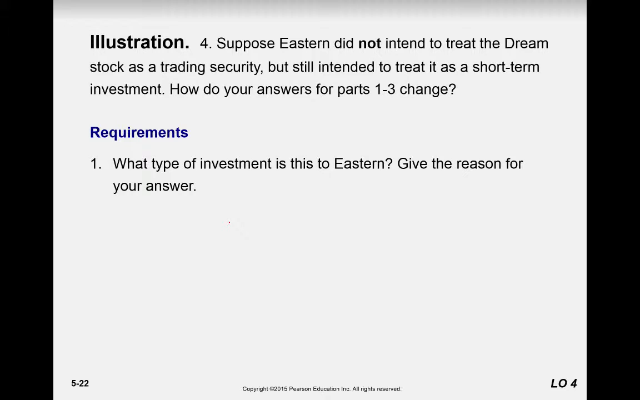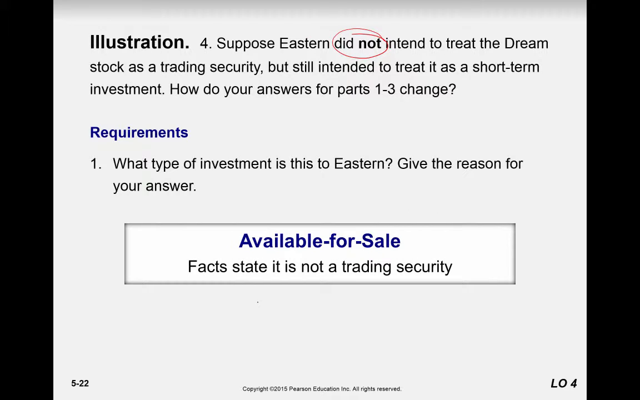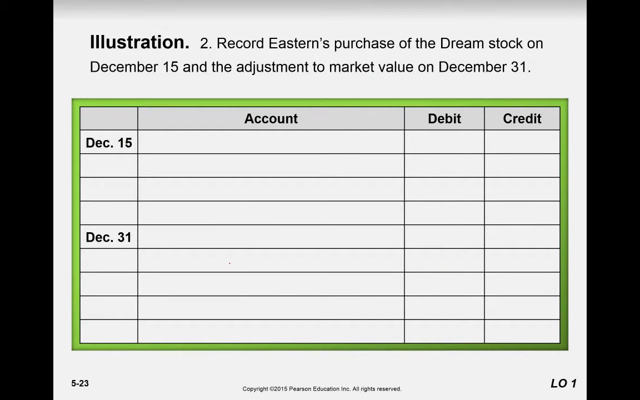Okay, now suppose that we did not, keyword there, intend to treat this as a trading security, but we intended to treat it as a short-term investment. So now what type of an investment would it be? We would actually say securities available for sale. We don't know if we're going to hold it to maturity, and we definitely know that it is not a trading security because we're holding it for a longer period of time. So now we're going to say securities available for sale.